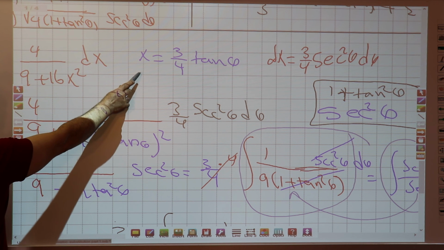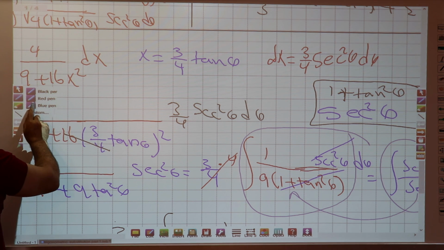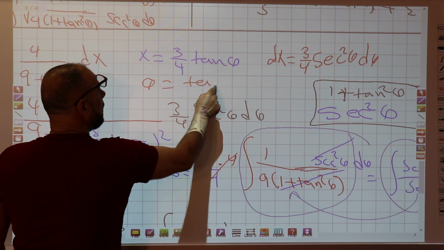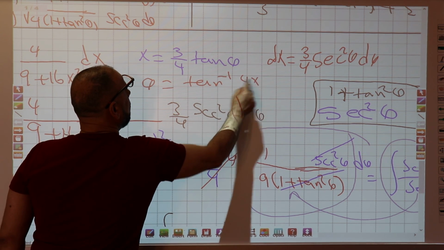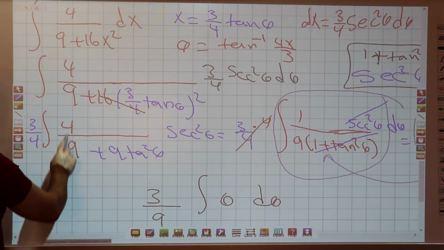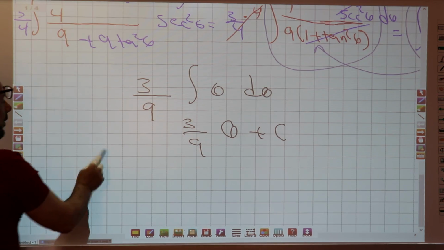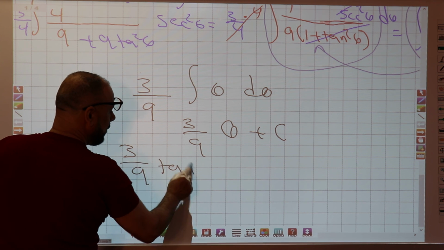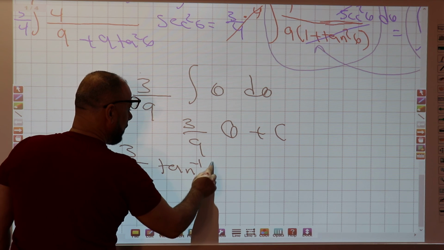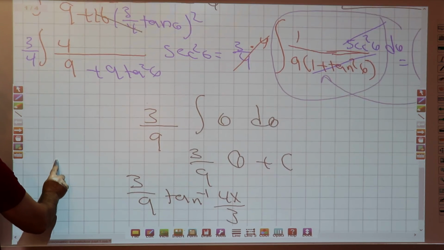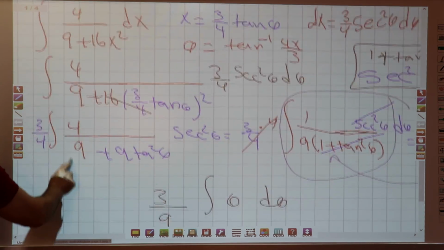Theta is tan inverse of what here? Theta equals tan inverse of 4x over 3, right? Theta is 3 over 9 tan inverse 4x over 3.